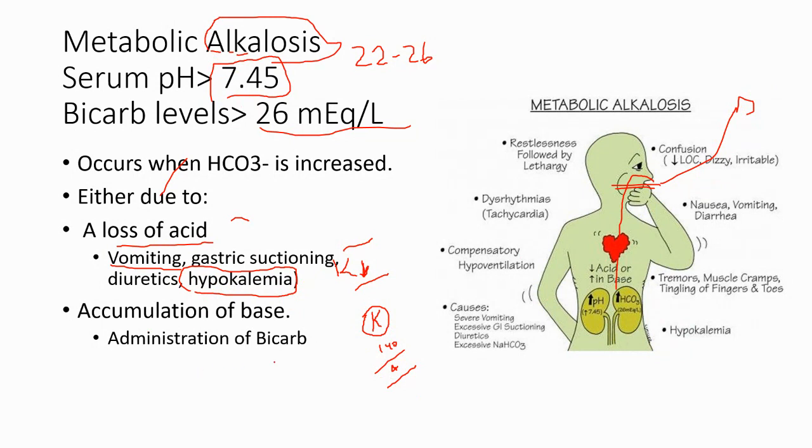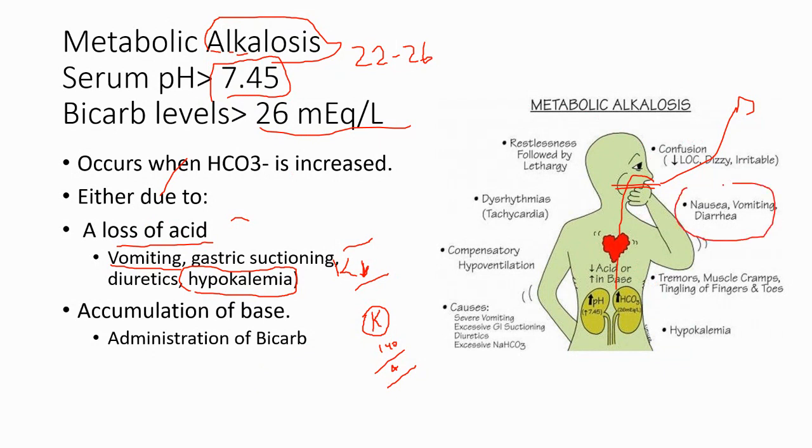Accumulation of base, administration of bicarb. Maybe in an acute care setting, we're giving them bicarb. Maybe somebody's just taking too much sodium bicarbonate or some kind of medication or product and just dumping bicarb in their body. But this generally is our reason for a metabolic alkalosis. I don't want you to get caught up in the minutiae and memorize every one of these, but these are some things we talked about for metabolic alkalosis.